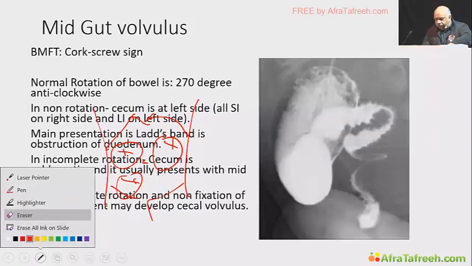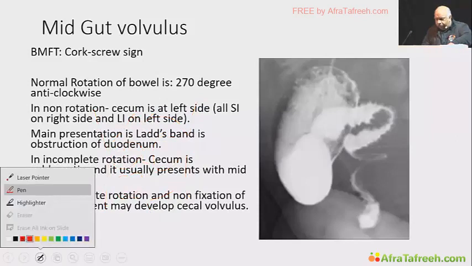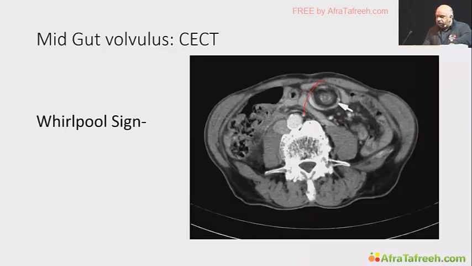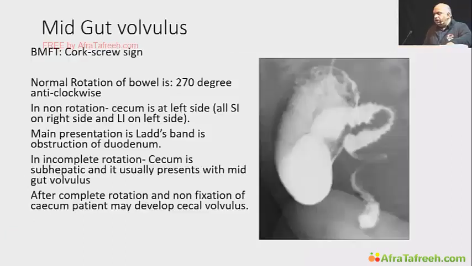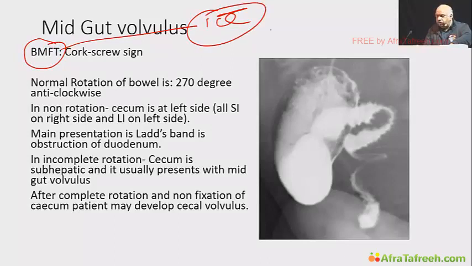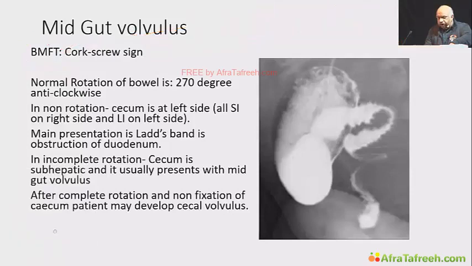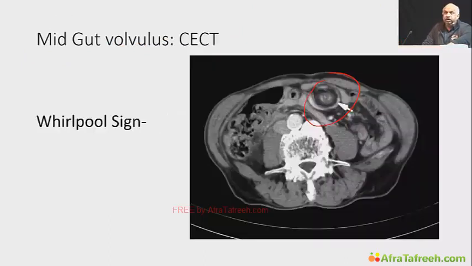And this is another sign of midgut volvulus that you get in CT scan called whirlpool sign. So midgut volvulus has two signs. One is corkscrew appearance in barium meal follow-through. Barium meal follow-through is the investigation of choice for malrotation. CT normally we avoid in children, due to radiation exposure. So barium meal follow-through gives corkscrew sign for midgut volvulus, and CT scan gives whirlpool sign for midgut volvulus.